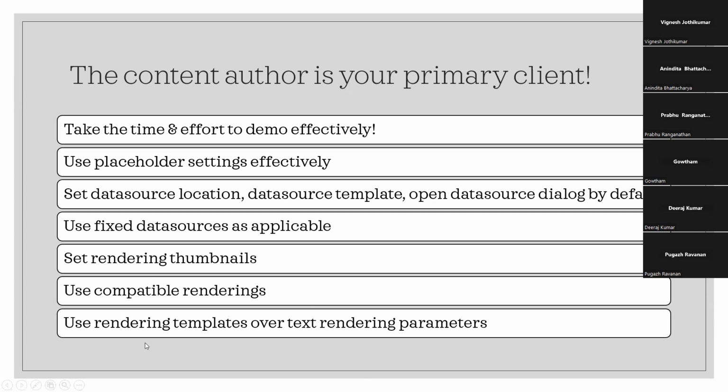Then for rendering parameters, you want to set rendering templates instead of relying on the text parameters. In the backend, when we use rendering parameters or rendering templates, the value comes to us in a pretty similar manner. It comes as a string to us, as a list of parameters. But how the content author gets to set it is what changes between these. In case of relying on text parameters, you're typing the parameter name, which is open to manual errors. So you will want to rely on using templates instead.